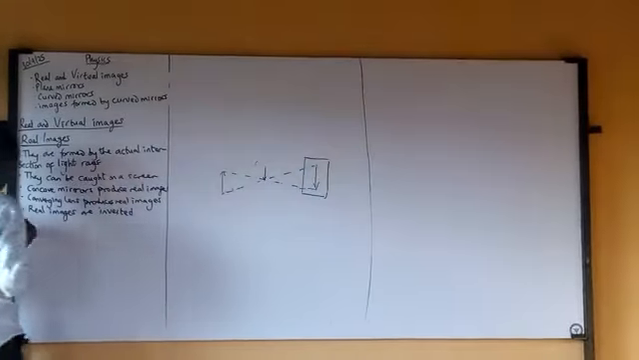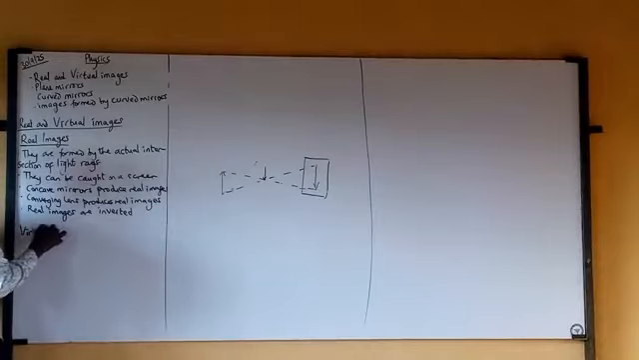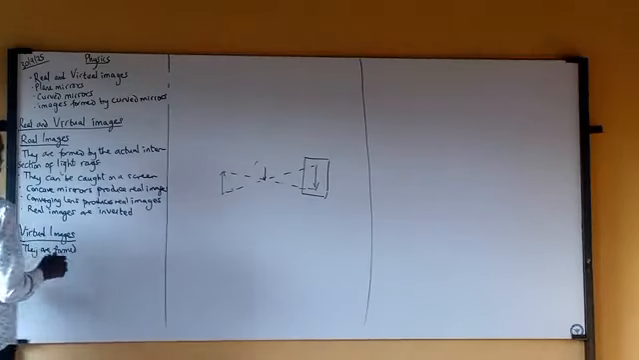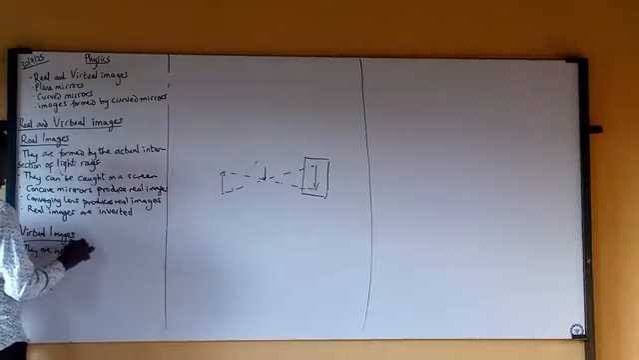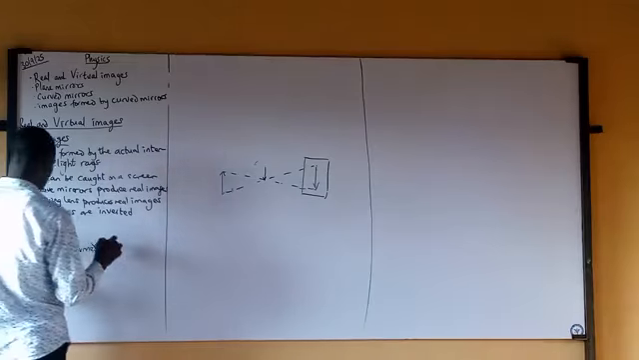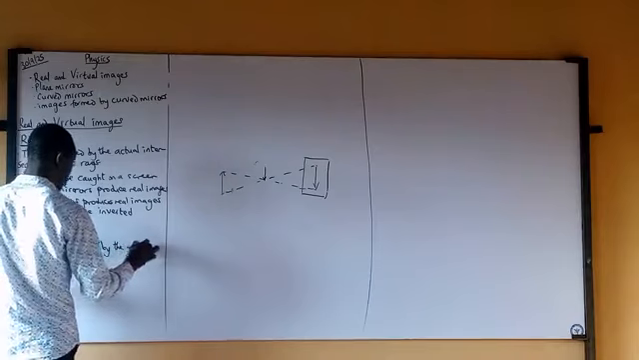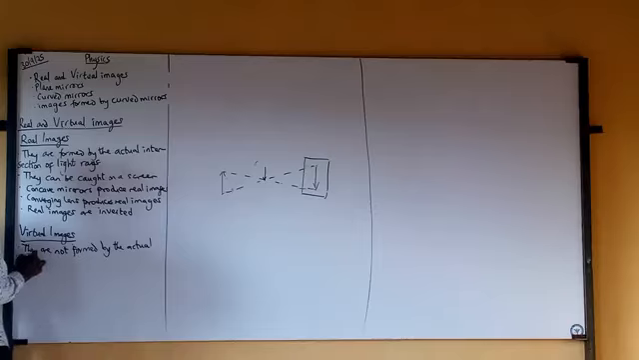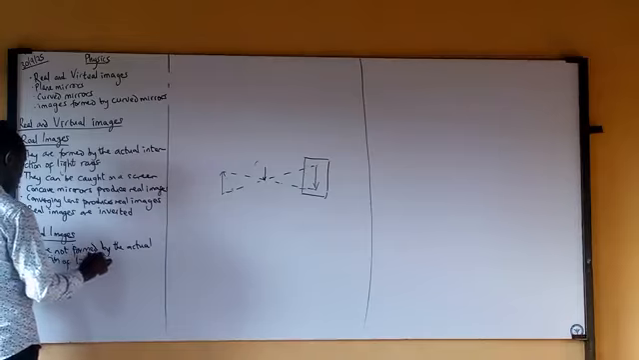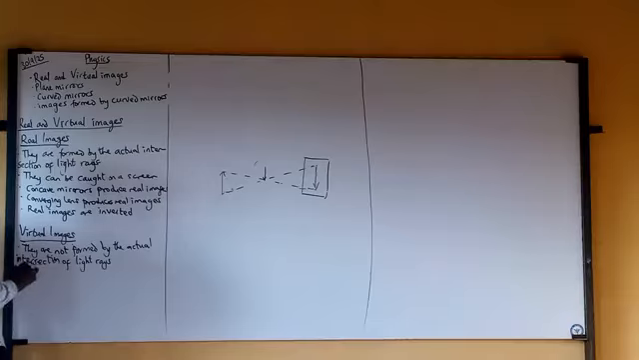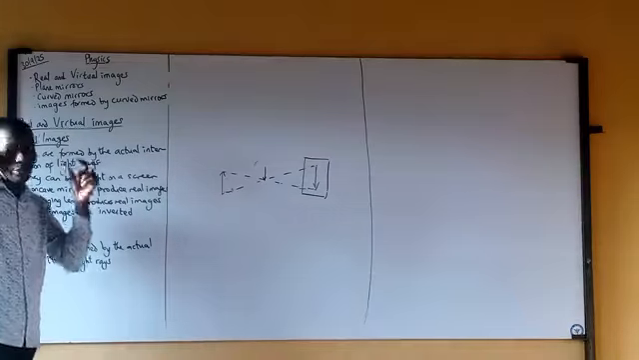Now let's talk about virtual images. Virtual images are not formed by actual intersection of light rays. It's a kind of manipulation that we do to get them. Another point is that they cannot be cast on the screen. That's why we say they are virtual. They are not real in the real sense.